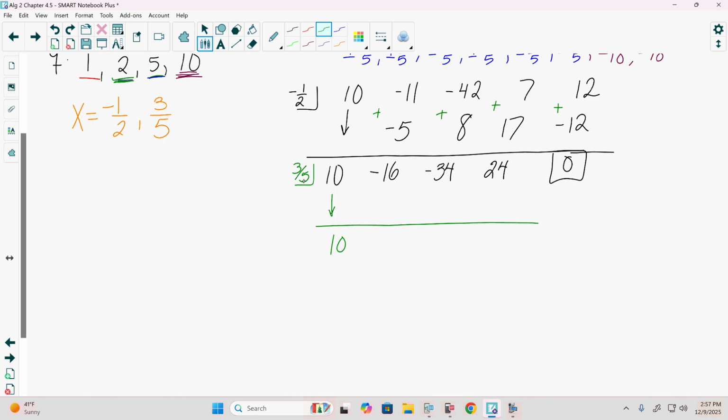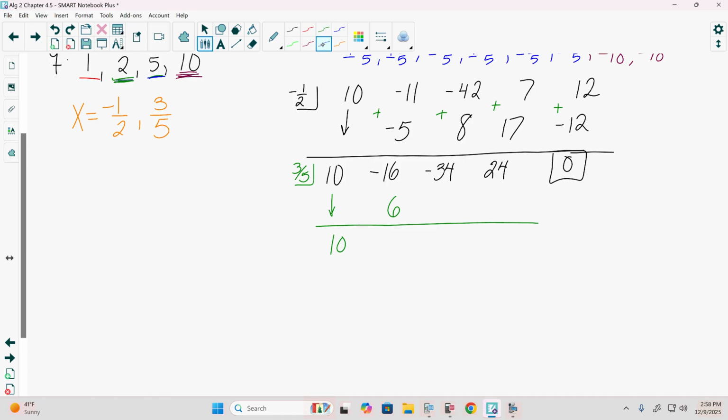Questions on this first synthetic division before we do it again with 3/5? Are we ready to do it with 3/5? 3/5 times 10 is going to be 6. Again, if you need the calculator to do these fractional multiplications, grab the graphing calculator or 30xs. Let it do it for you.